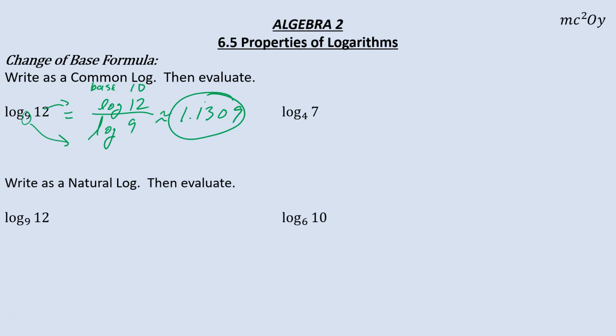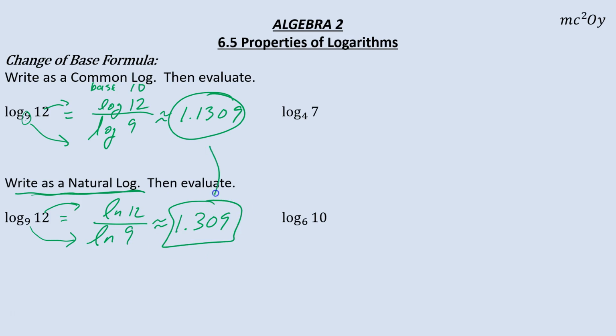Now I want to point out this next one says the same thing. Okay, but it says write it as a natural log and then evaluate. So exact same problem. If I want to write it as a natural log, I do it the same way. Just rather than base 10, I go base e. So I go natural log of 9 and natural log of 12. And if I divide those, they better be the exact same value.